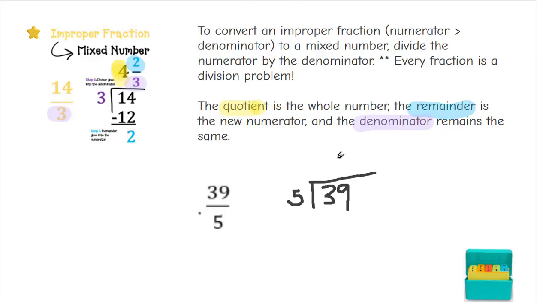5 times 7 is 35. Let's take that out. And then we have 4 left. Like I said, color code these, okay? Your whole number is 7. We're going to put this over here. That's your whole number. And your denominator stays the same, and 4 is your numerator. So I have the answer here. This is all the information you could use on a note card. I highly, highly, highly recommend that you do that.